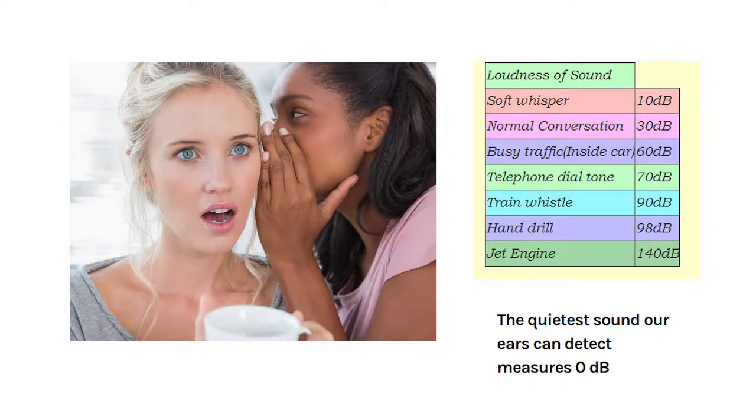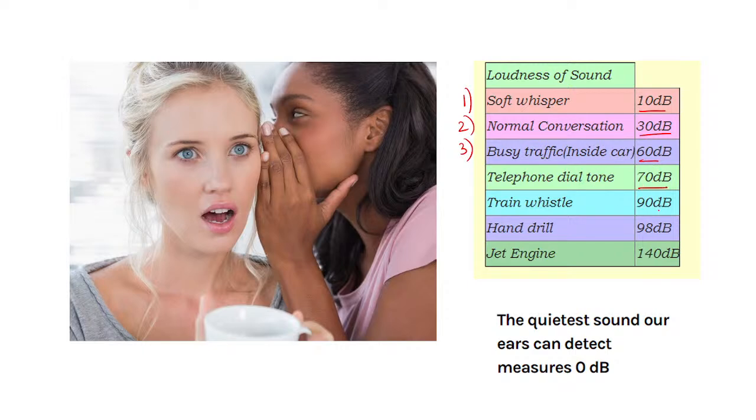The loudness of a sound is given in terms of decibels. When you softly whisper in someone's ear, how many decibels of sound are produced? It's 10 decibels. A normal conversation, when you are talking with your friends, parents or anyone nearby, is 30 decibels. In breezy traffic, the loudness is 60 decibels. A telephone dial tone is 70 decibels.